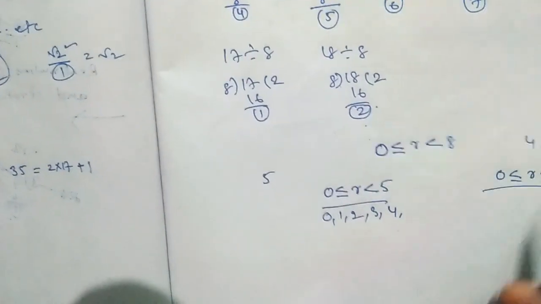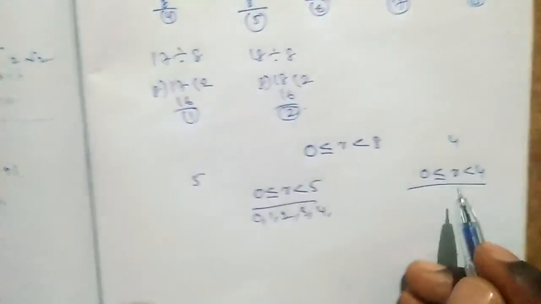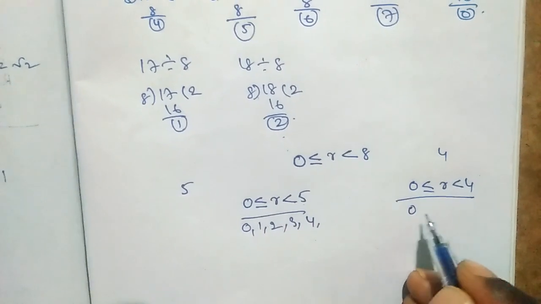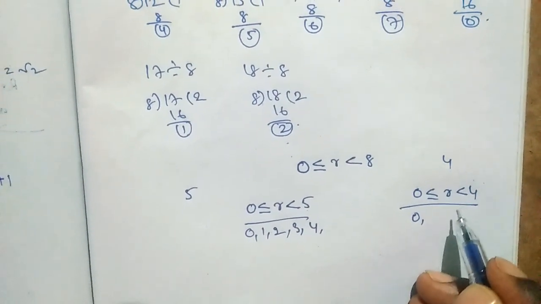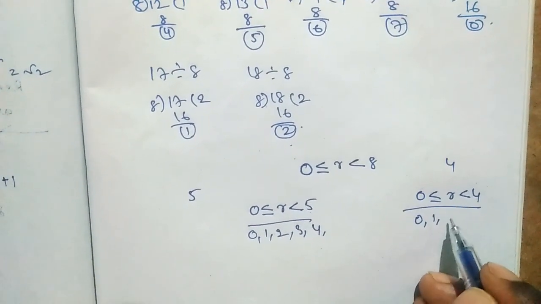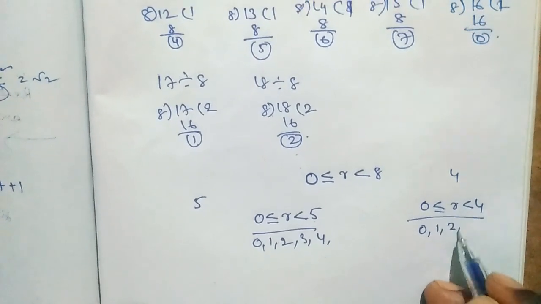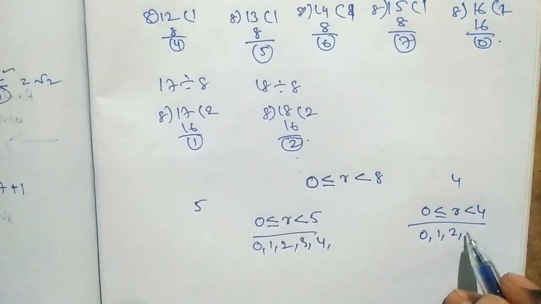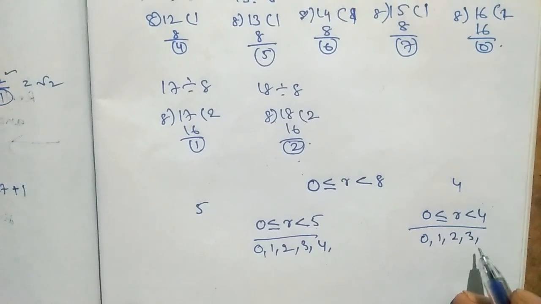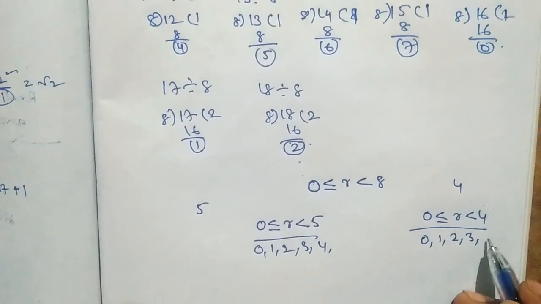So here, if you take 4, 4 ones are 4. You get the remainder 0. If you take 5, 1 remainder. If you take 6, 2 remainder. 7, 3. 8 means what happened?